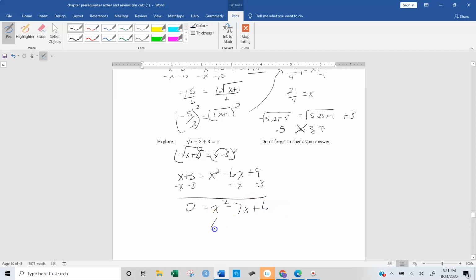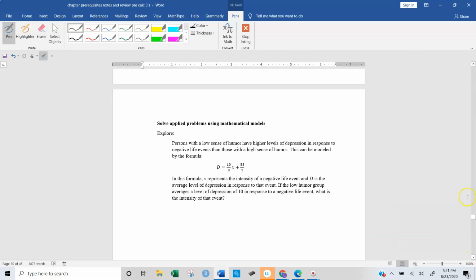Ooh, what a nice factor. So that's x minus 6, x minus 1. So x can equal 6 or x can equal 1. Or it could equal both or none of them. So we have to check.